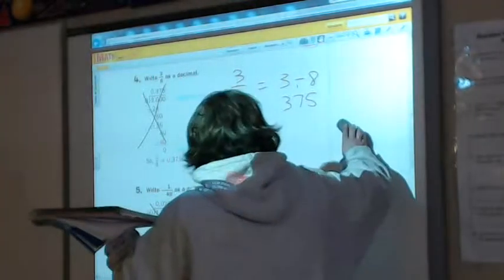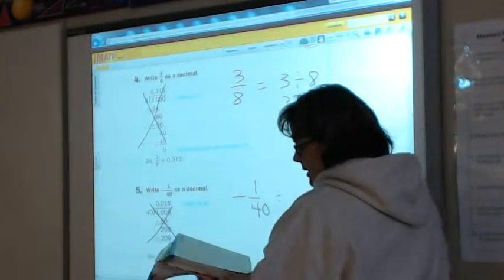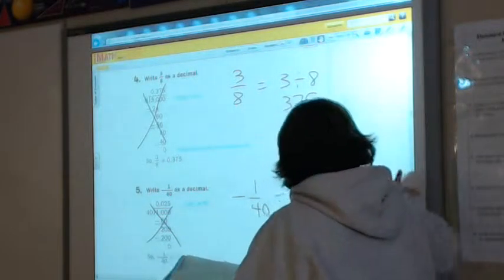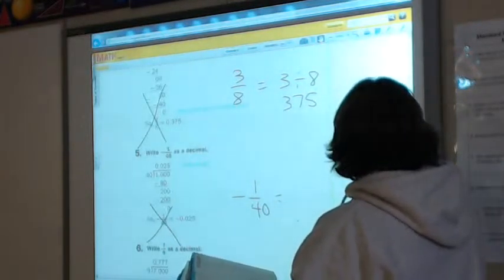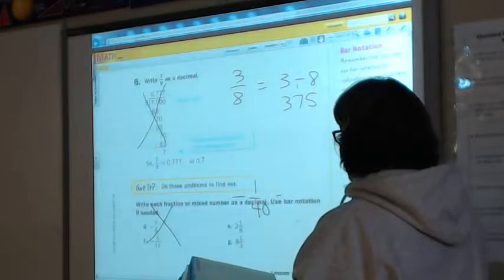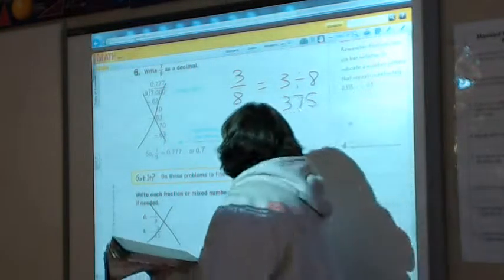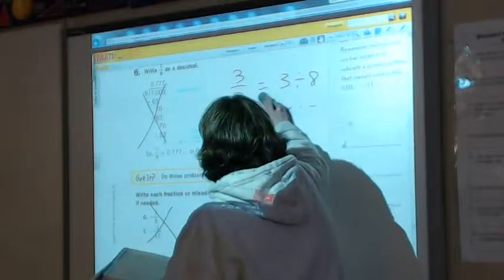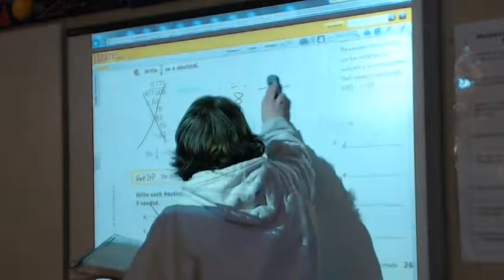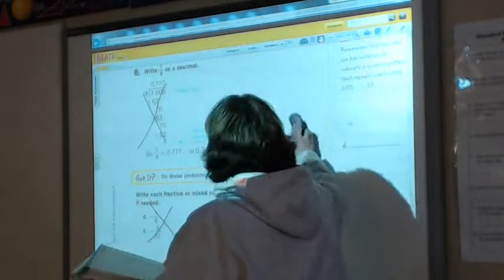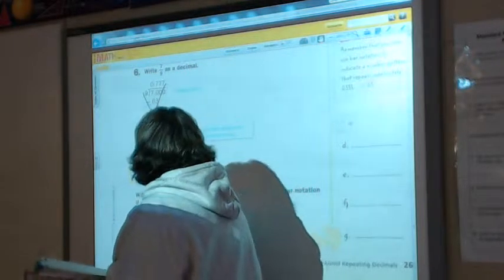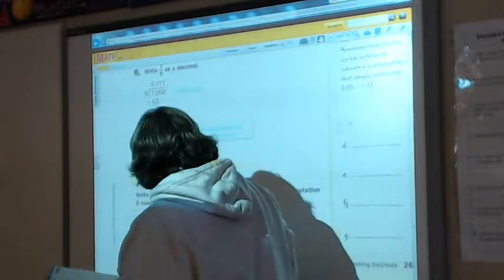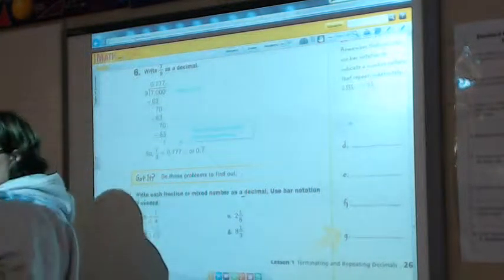So if you scroll down and go to the examples, I want you to do examples D, E, F, and G. Pause your computer and do D, E, F, and G, and then I will go through the answers.